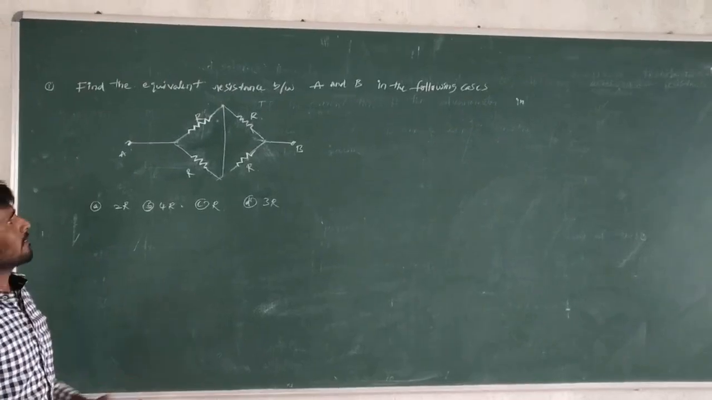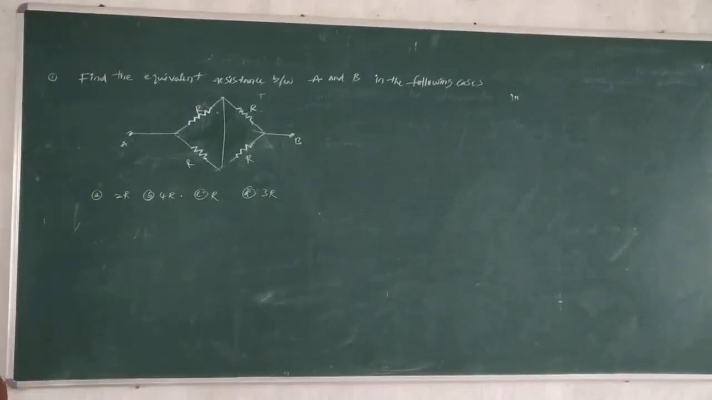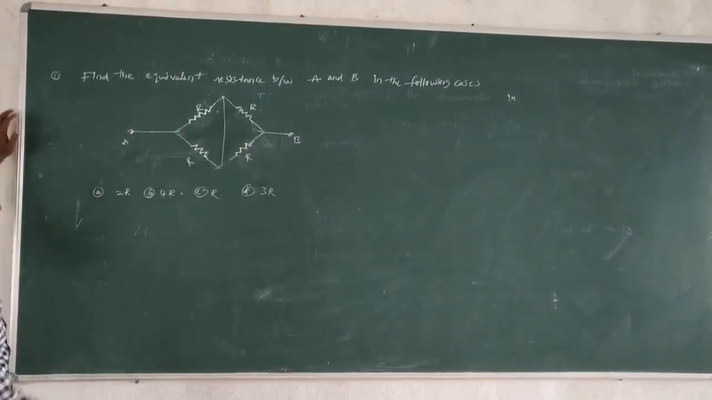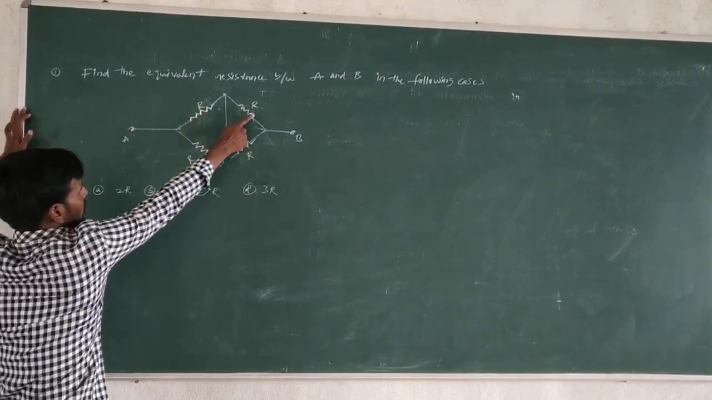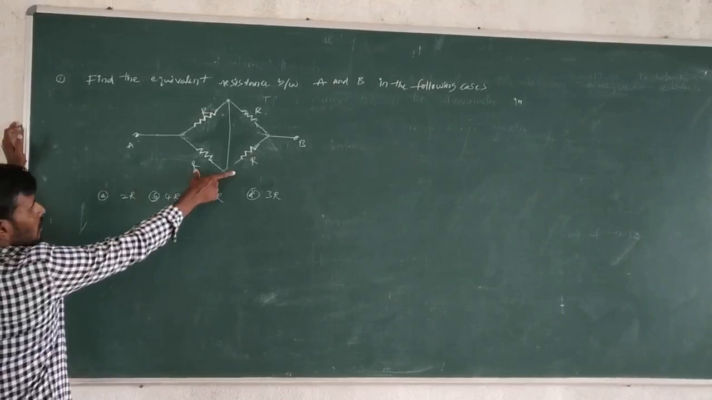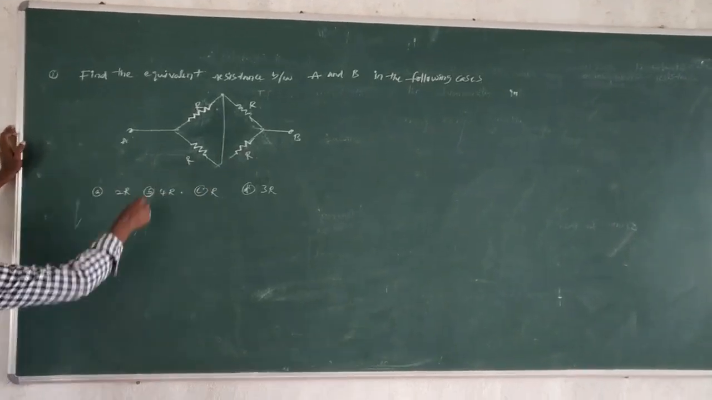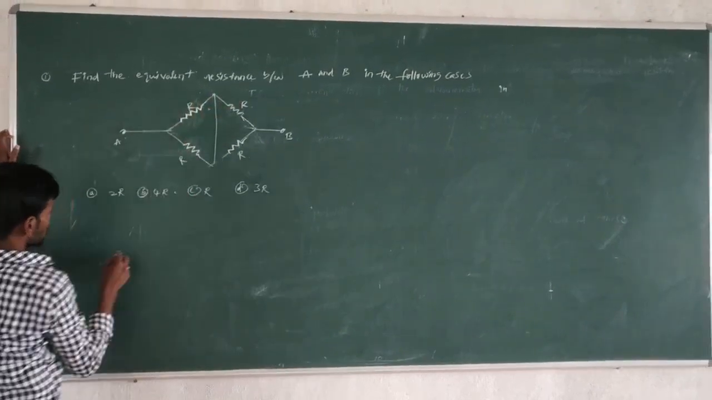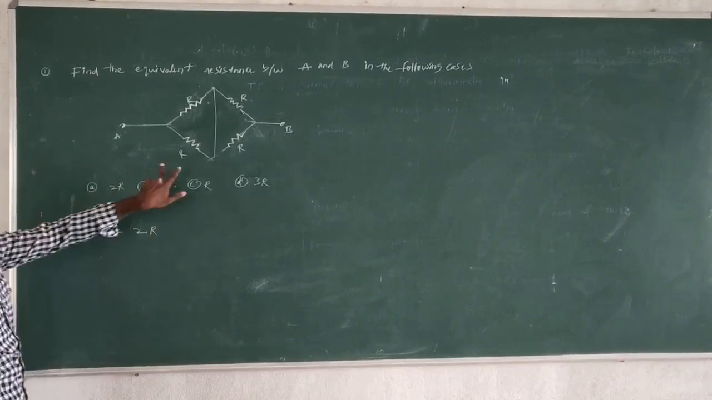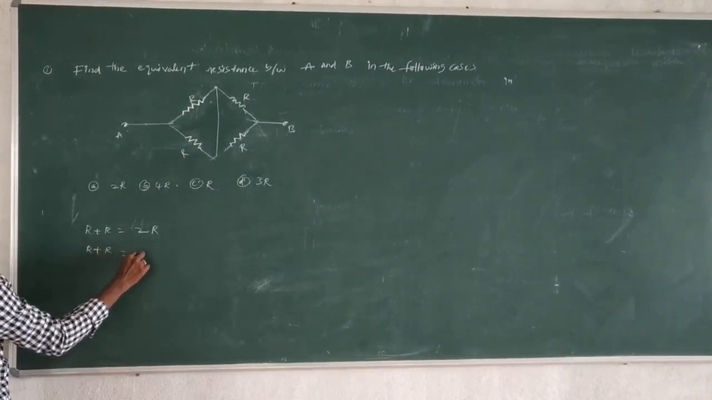Next question. Find the equivalent resistance between A and B in the following cases. What is the equivalent resistance between A and B? Here these two R resistors are in series connection, and next these two R resistors are also in series connection. The resultant of each pair gives R plus R is equal to 2R.